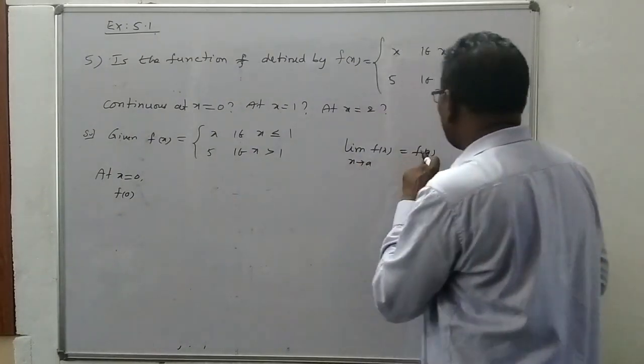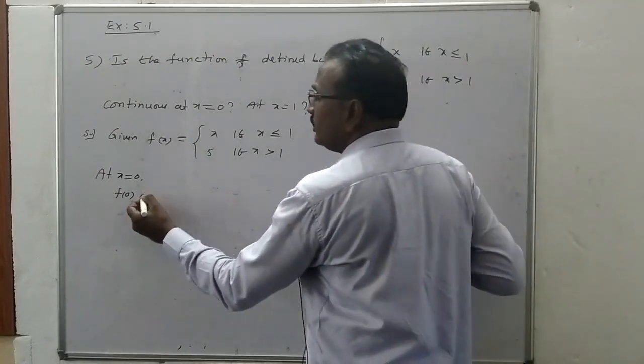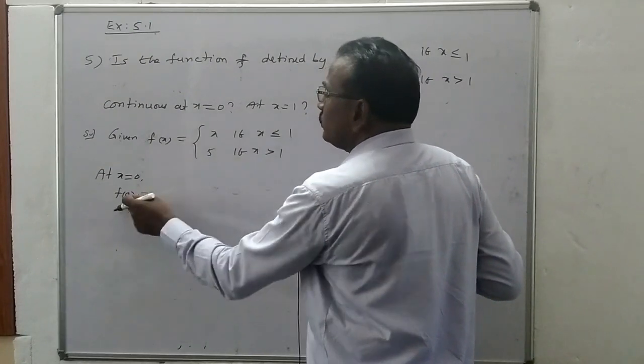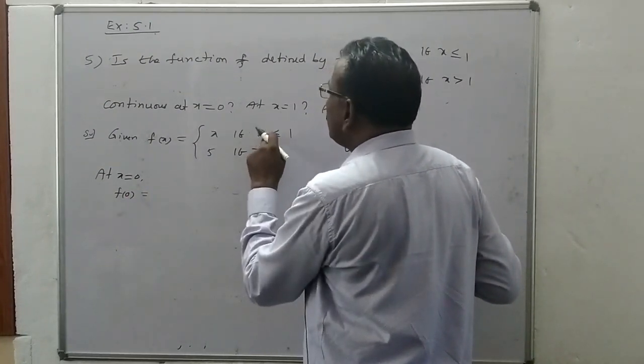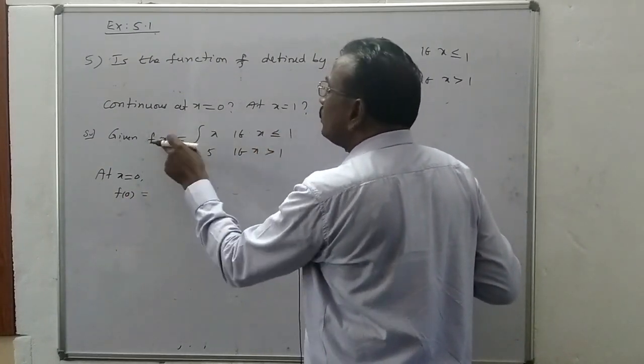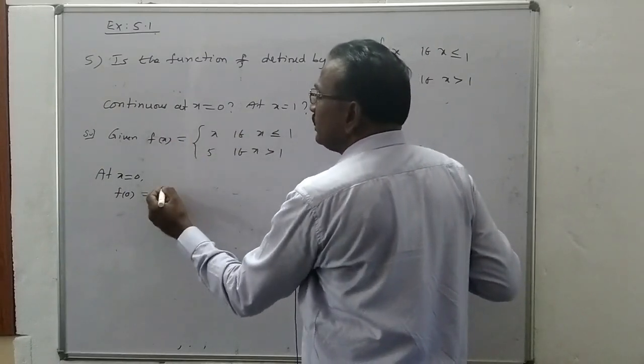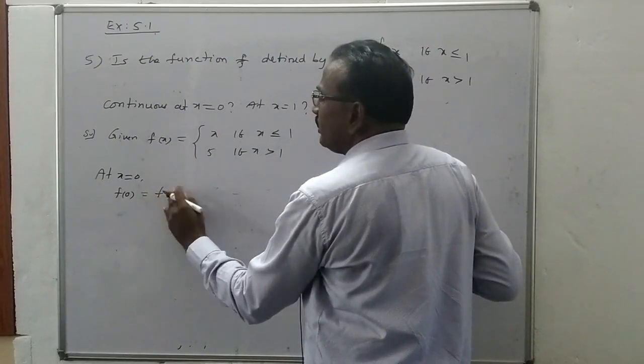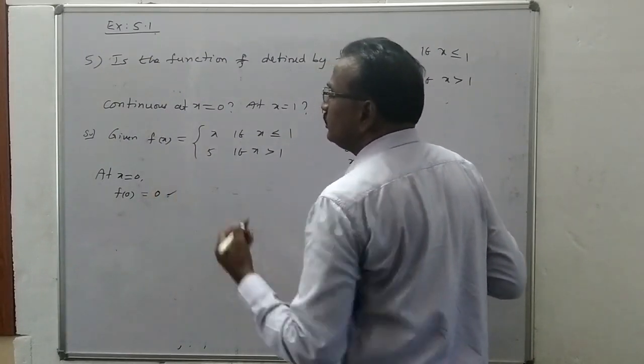At first, find the f(a) value. That means the f(0) value, here at x = 0. Here, is the x value less than 1 or greater than 1? So 0 is less than 1. If the x value is less than 1, the function is f(x) = x, that is f(0) = 0. So f(0) is 0.